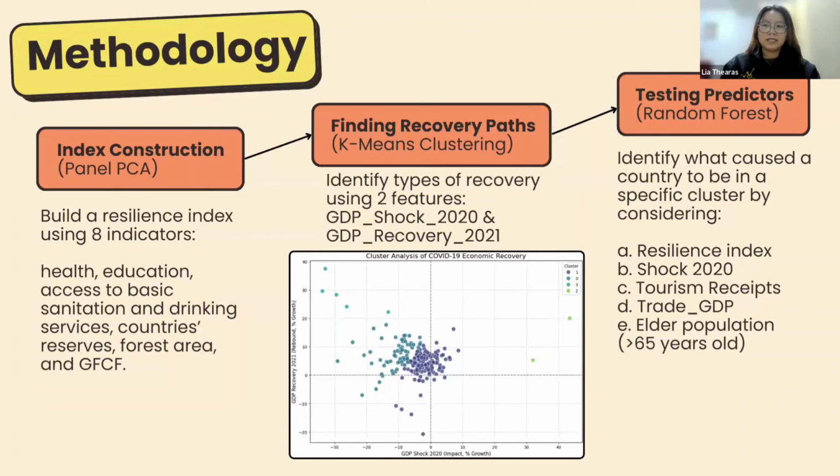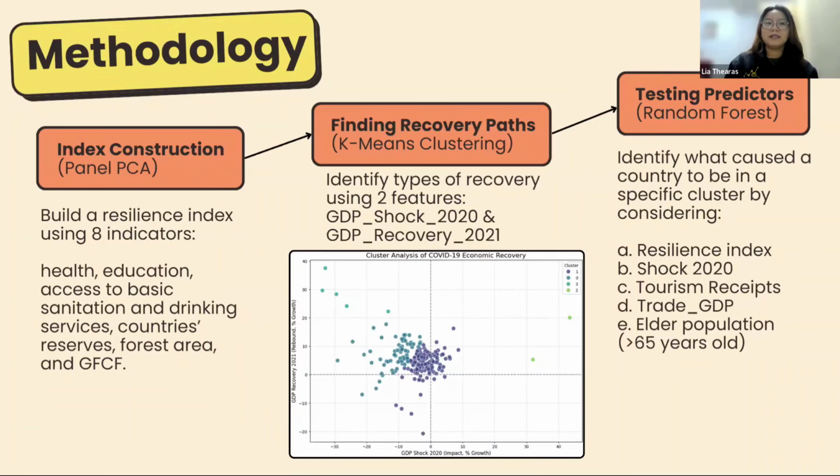We'll answer the research questions that we stated before. We prepare ourselves with these three methodologies. The first one is index construction using panel PCA. The second one is finding recovery paths by using K-means clustering. And the third one is testing predictors using random forest.